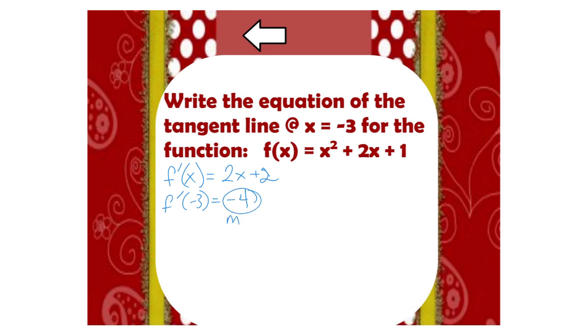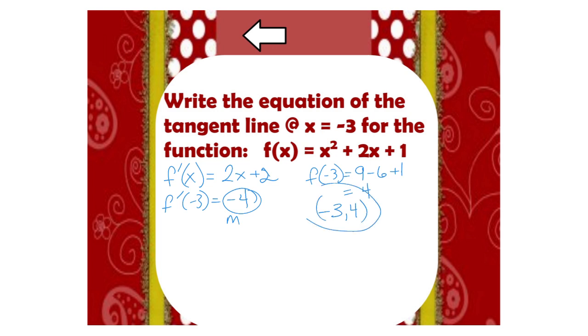I also need a point. Well, I know that the x value is -3, but I need the y value. Where do you put it always to find the y value? Into the regular function. Okay, so if I put a -3 into the original function, that's going to be a 9 minus 6 plus 1. So that's going to get me a 4. So I have an ordered pair, -3, 4.